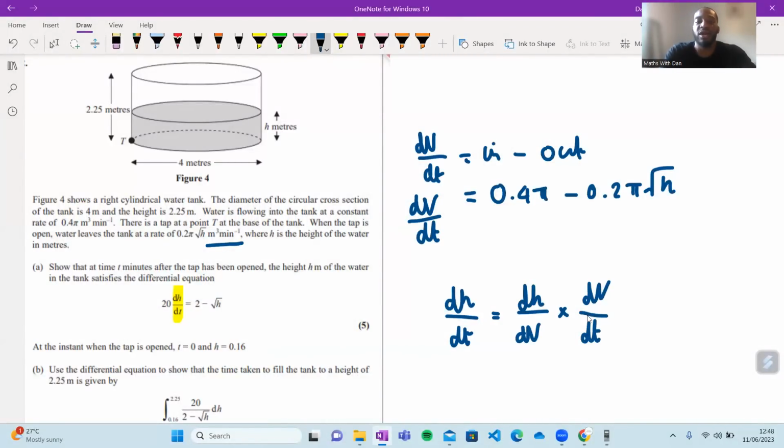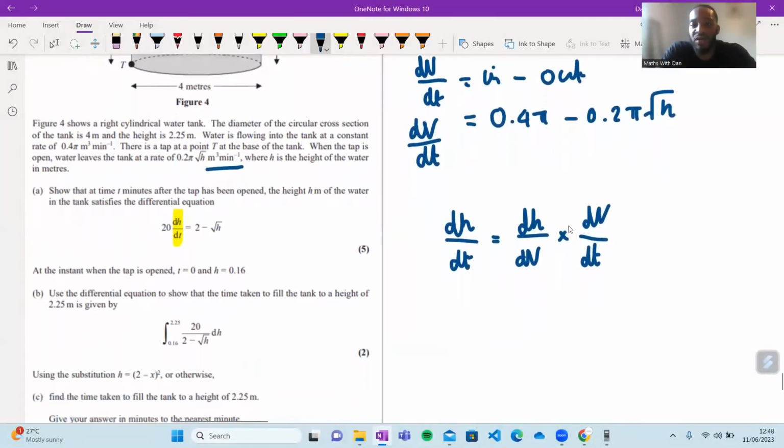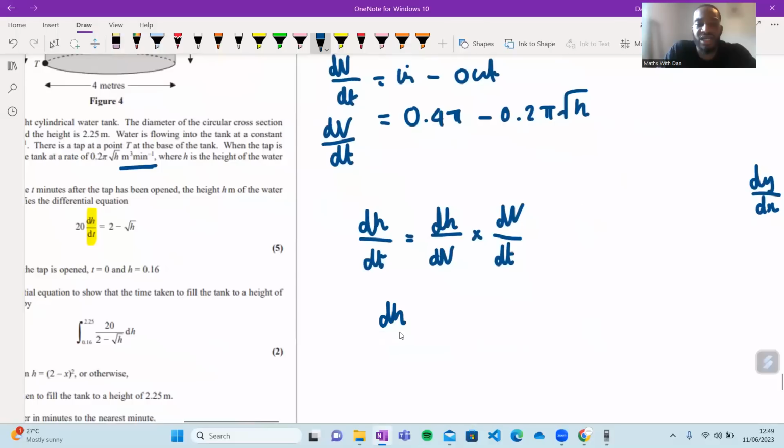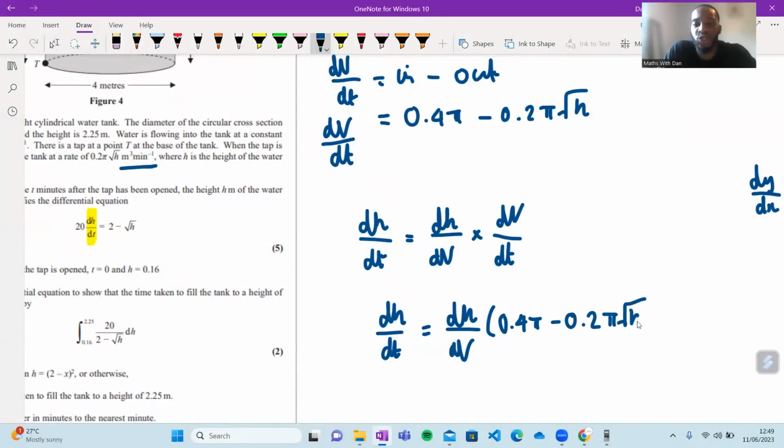Well, then that tells me I know what dv dt is. I worked it out here. So I'm going to have dh by dt is equal to dh by dv multiplied by dv dt, which I now know is 0.4 pi minus 0.2 pi root h. So that tells me I have another job. I need to figure out what dh by dv is somehow. The only way that can happen is if I have a formula that connects V and H together, isn't it? That's the only way I'd be able to get a derivative for H in terms of V.